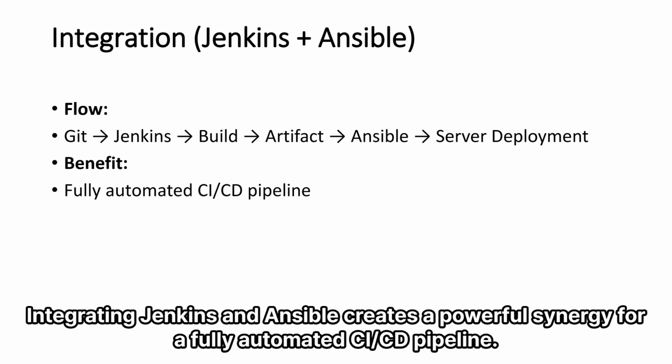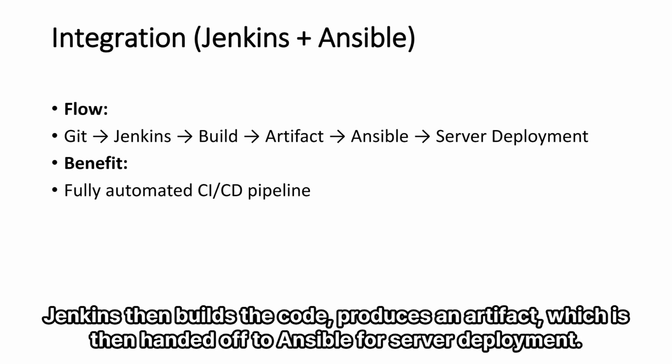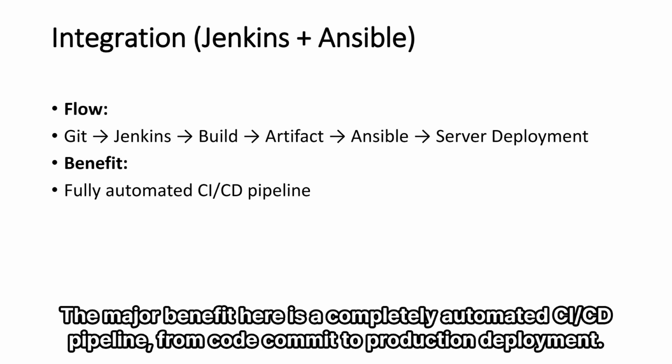Integrating Jenkins and Ansible creates a powerful synergy for a fully automated CI/CD pipeline. The typical flow involves code push to Git, which triggers Jenkins. Jenkins then builds the code, produces an artifact, which is then handed off to Ansible for server deployment. The major benefit here is a completely automated CI/CD pipeline, from code commit to production deployment.